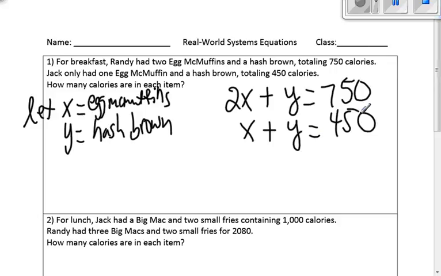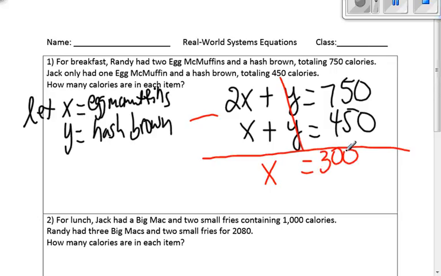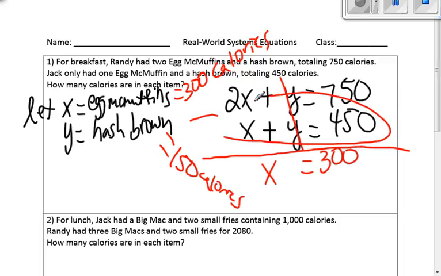We set up 2 equations. This looks like a good system of equations. Everything is lined up perfectly. The y's match, we can use elimination. Big subtraction sign in front. 2x minus x is x equals 300. So we know that Egg McMuffins have 300 calories, which means that hash browns have 150 calories. I got that number from that second equation.